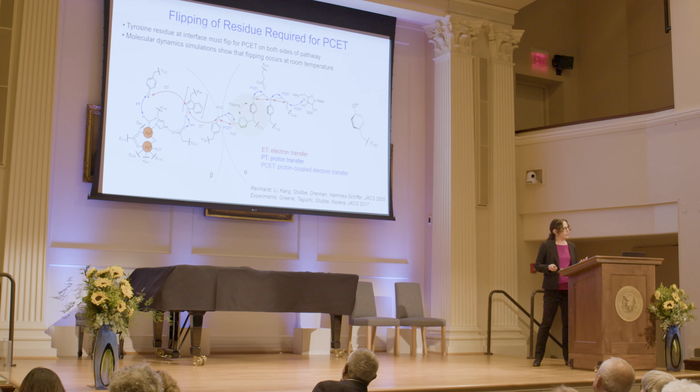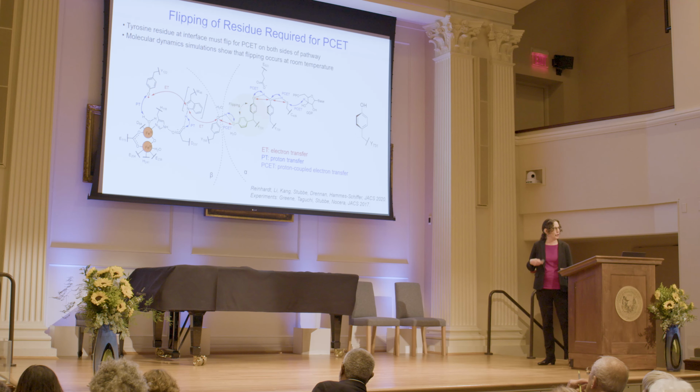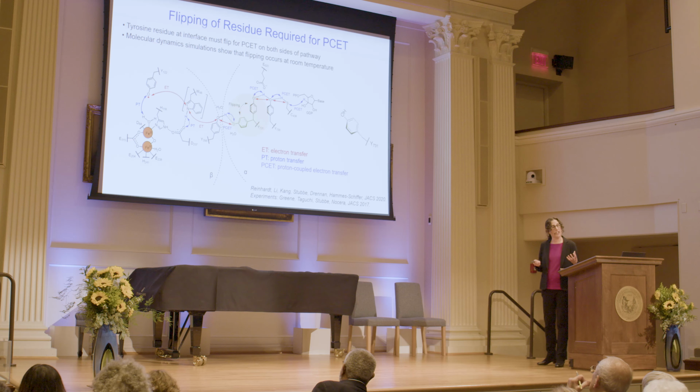And so to understand this, we did molecular dynamics simulations again, and we focused first on this one residue here. This residue, it's called a tyrosine, and it needs to flip out here to do electron transfer with its left neighbor, and then flip back here to do its proton transfer or electron transfer with its right neighbor. And this kind of flipping motion was seen in our molecular dynamics simulations.